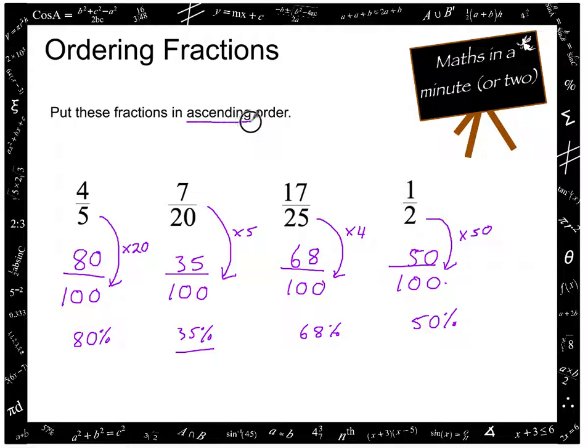Ascending means going from the smallest to the biggest, so what we would put on the answer line would be the original fraction. So the 7/20 would be our first one. The second one would be 50%, but we need to write it as a half. The third one would be the 68%, written as 17/25, and finally the 80% written as 4/5. And there you are.